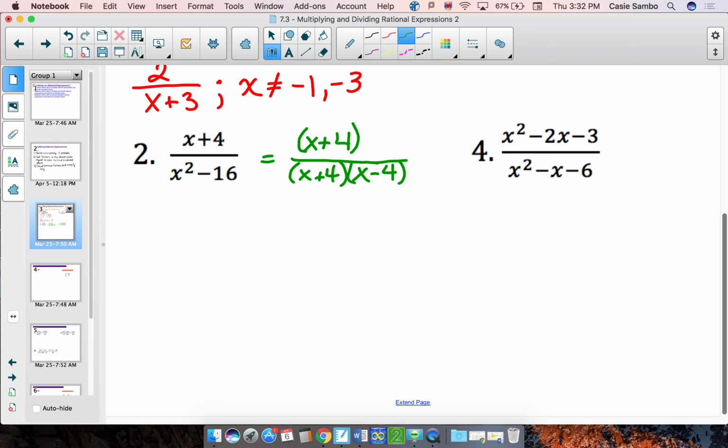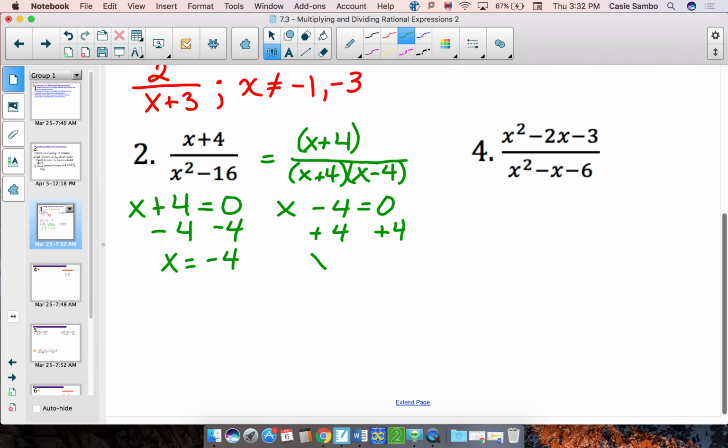So I factored it. Now I'm going to do my second step, which is to set each piece of my denominator equal to 0. I need to solve. And I get x equals -4 and x equals +4. So that's where I'm going to have my issue, at x equals -4 and x equals +4.